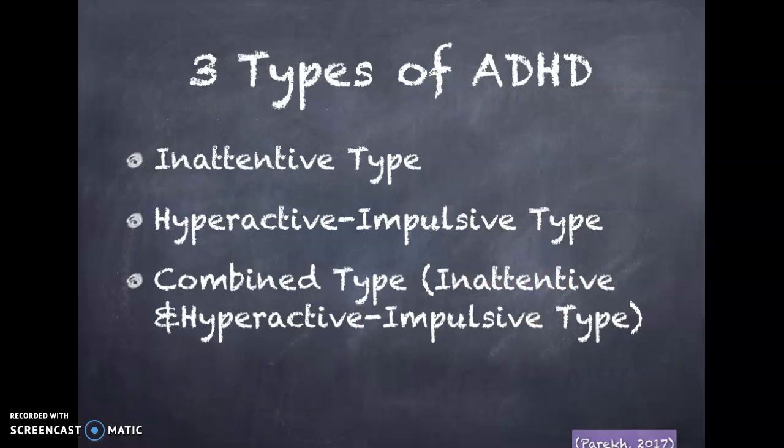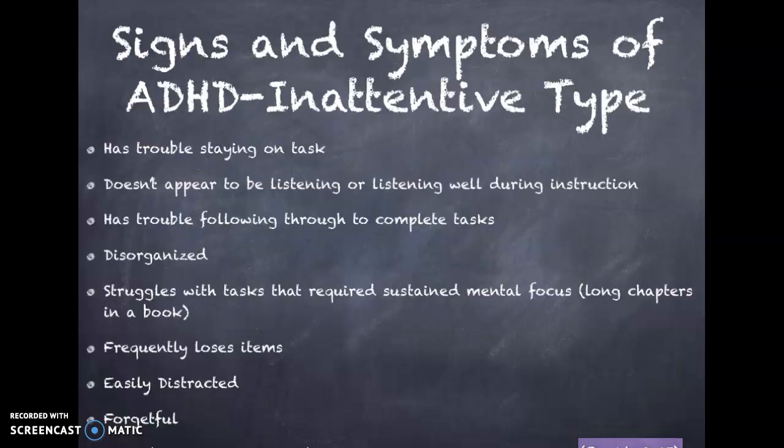There have been 3 types of ADHD identified. Those 3 types are inattentive type, hyperactive impulsive type, and combined type. That student who you keep wondering, why can't they just get it together? May be a student who has ADHD inattentive type.